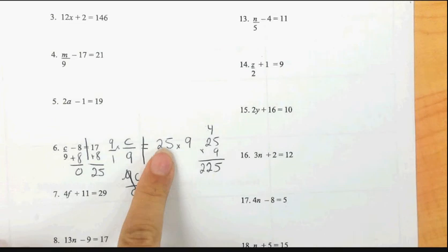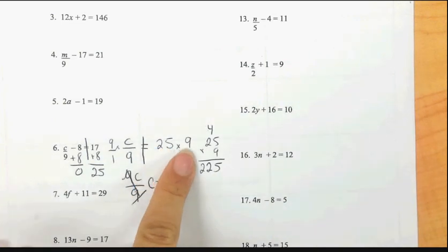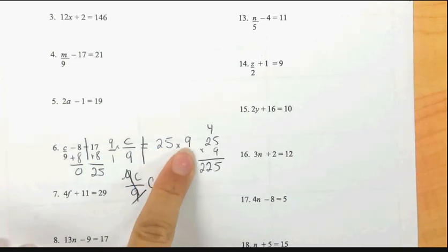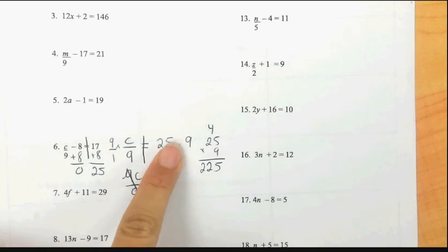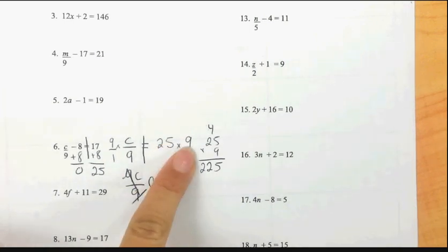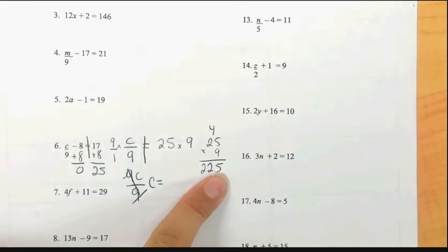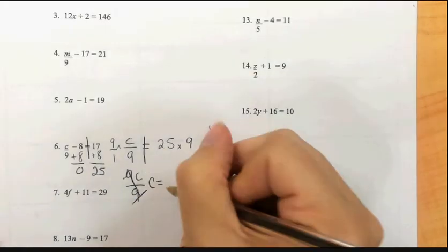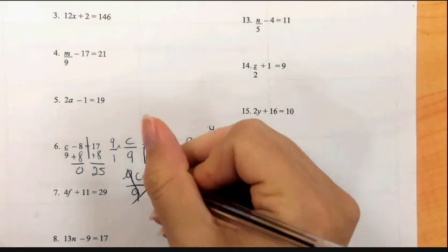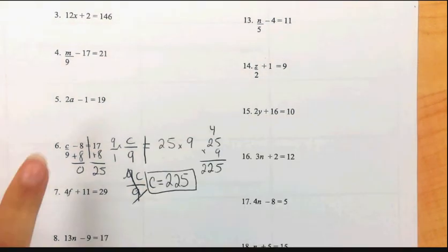Another way to do it would be, okay, I know that 25 times 10 is 250. I'm just adding a 0. And then if I have one less group of 25, 250 minus 25 is 225. So I'm going to say c equals 225. And that is my solution to this two-step equation.